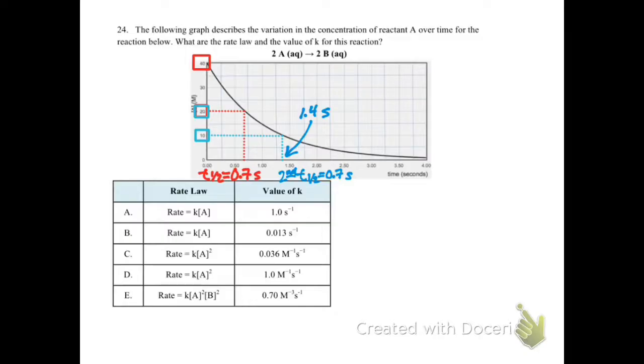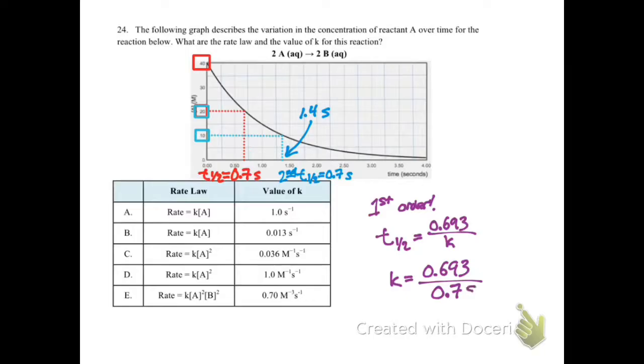Now, if you look at this, these are consistent with each other. Consistent half-lives are a hallmark of what order of kinetics? You only get consistent half-lives with first order, because half-life is only dependent on the rate constant k, 0.693 divided by k. So if we want to find k, we can rearrange this equation. k is equal to 0.693 divided by 0.7 seconds.